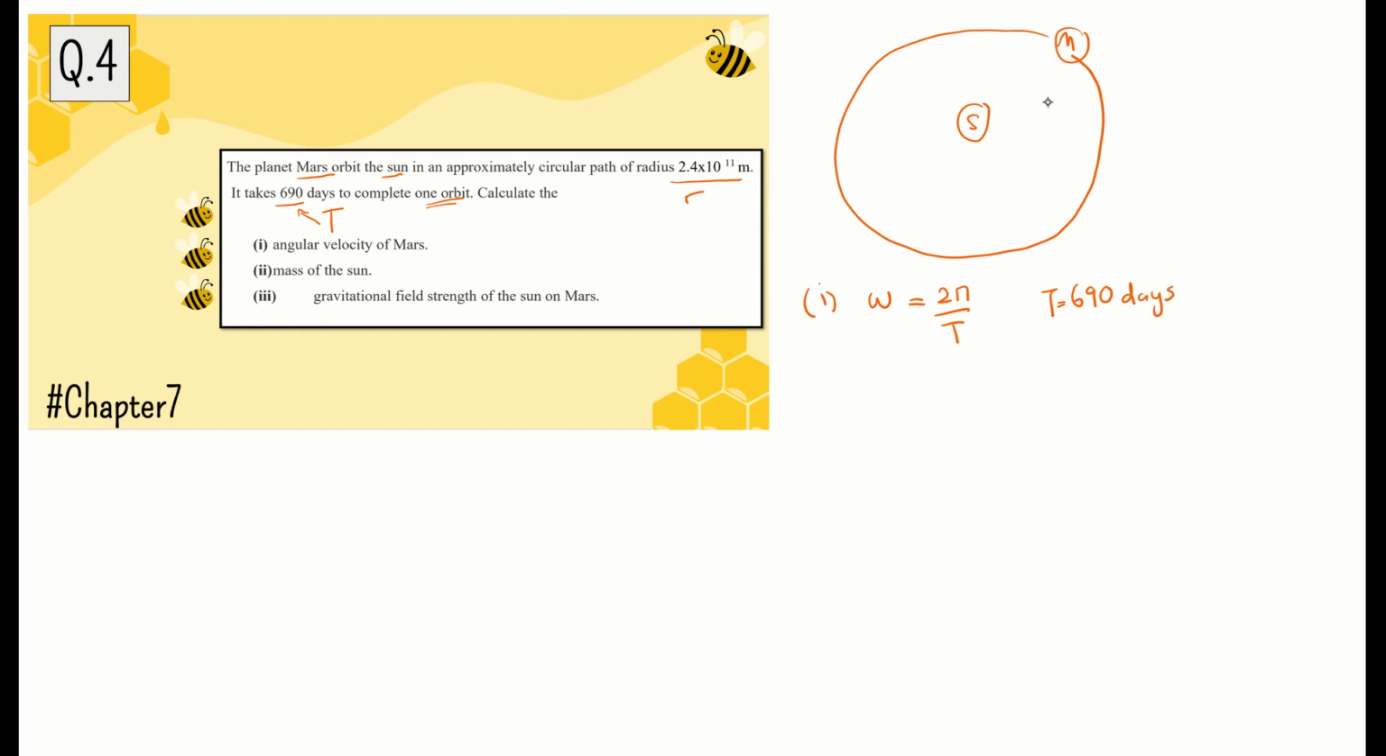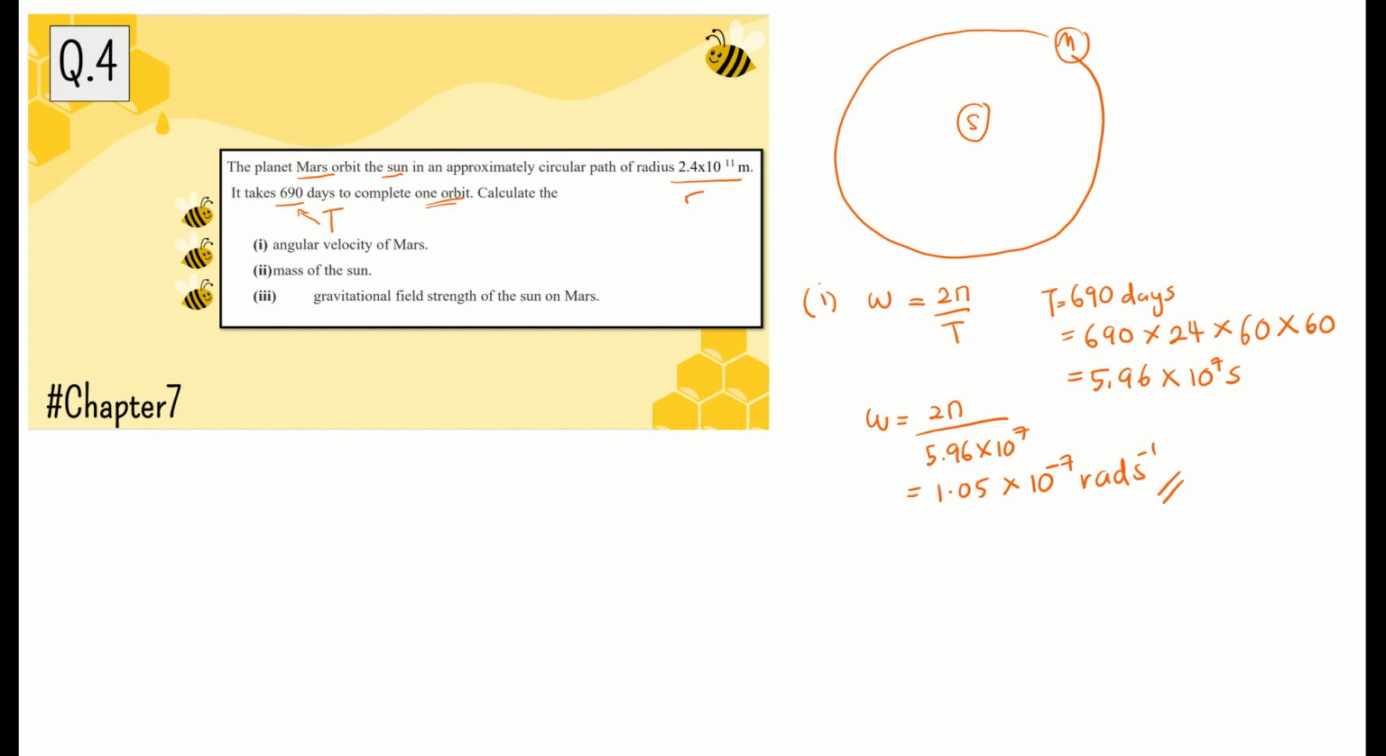690 days is equal to 690 times, 1 day is equal to 24 hours, 1 hour is equal to 60 minutes, 1 minute is equal to 60 seconds. So multiply all the values. You'll have your period as 5.96 times 10 to the power of 7 seconds. So now we can calculate our omega. You'll have your omega as 1.05 times 10 to the minus 7 radian per second, the unit for omega.